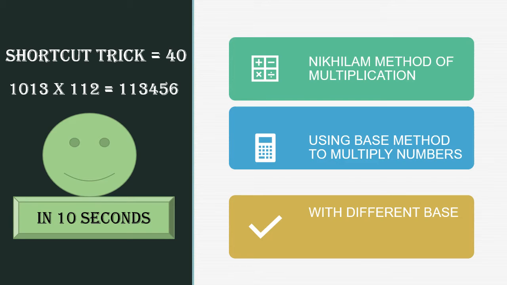In this video, we are discussing the shortcut trick to multiply numbers using the Nikhilam approach. Here we are multiplying those numbers which have different bases. In the last video we also discussed numbers with different bases, but in that the numbers were less than the base, and here the numbers would be greater than the base. So let's see how it is done.